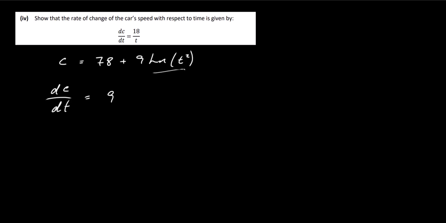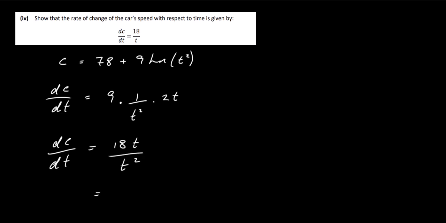If you differentiate the log of something, it's just going to be times 1 over that something. And then because this is not a t, it's a function of t, it's a t squared, you've got to differentiate t squared as well, so that's times 2t. So this is my answer here. So dC/dt is equal to, well, 2 times 9, 18. I've got a t on the top, I've got a t squared on the bottom. So t into t squared is just t, so I just end up with 18 over t.